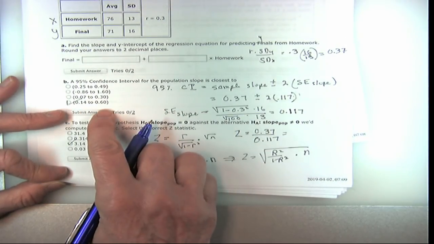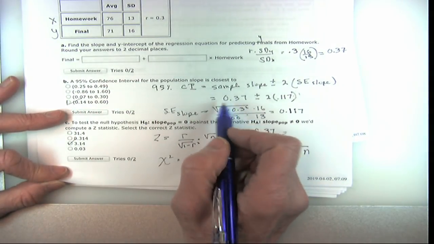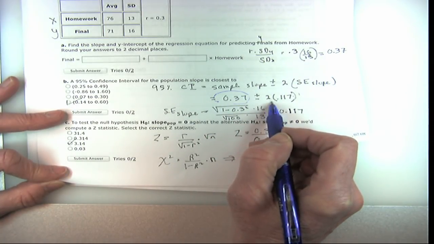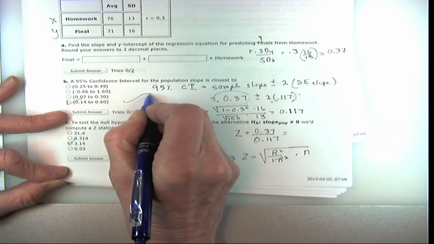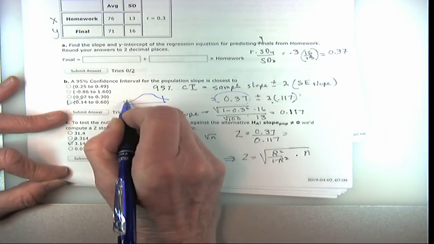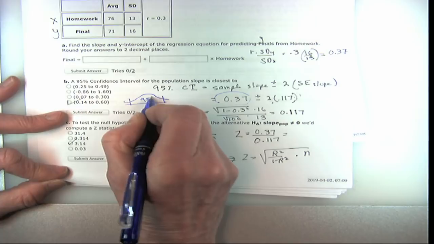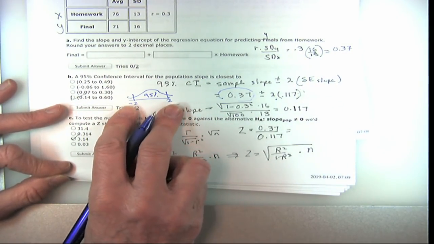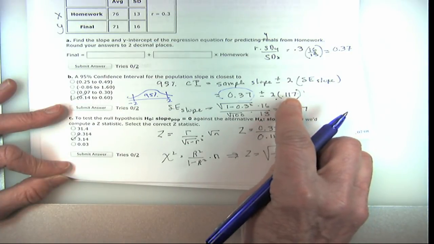So how do you get this? The sample slope is this. And how do I get that too? If you're using the normal curve, I know that 95% is in the middle, and I estimated between 2 and negative 2. You could have used 1.96 as well.